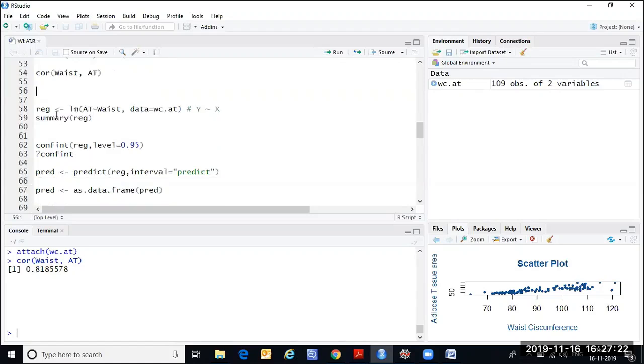Pay attention here, friends. The syntax for building a linear regression model in R is lm, lm for linear model. Syntax is lm of y tilde x, comma data is wc comma 80. That is obvious that you need to provide. But the syntax is y tilde x. Dependent variable tilde independent variable.